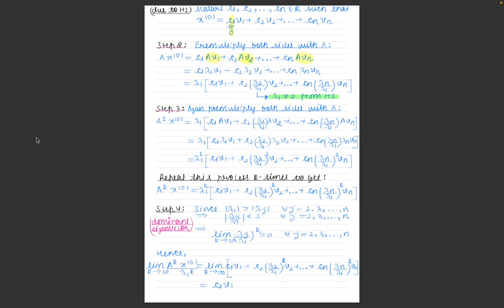So repeat this process k times to get the following. You will get that A power k x naught is actually equal to lambda 1 power k, and this power k and this power k. Now you see this, let this be step 4.